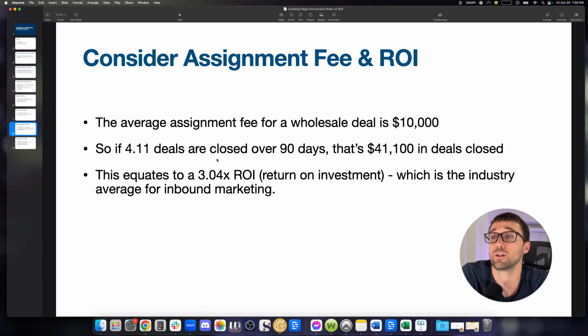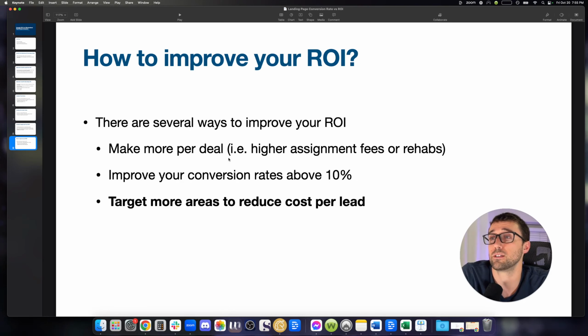Okay, so knowing that this is the average, how can you actually improve upon that? And what can be done to make that even better? Because a 3x ROI is great. If you're trying to grow and scale your business, that's going to be a good ROI as it is. But ideally, we want to shoot for something outstanding, like a 5x ROI or above. That's what we want to aim for. So what can you do to try to reach that, right?